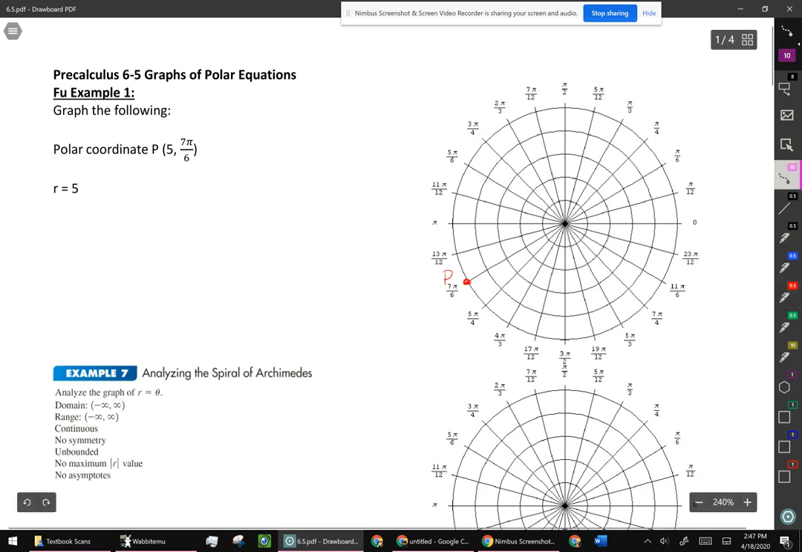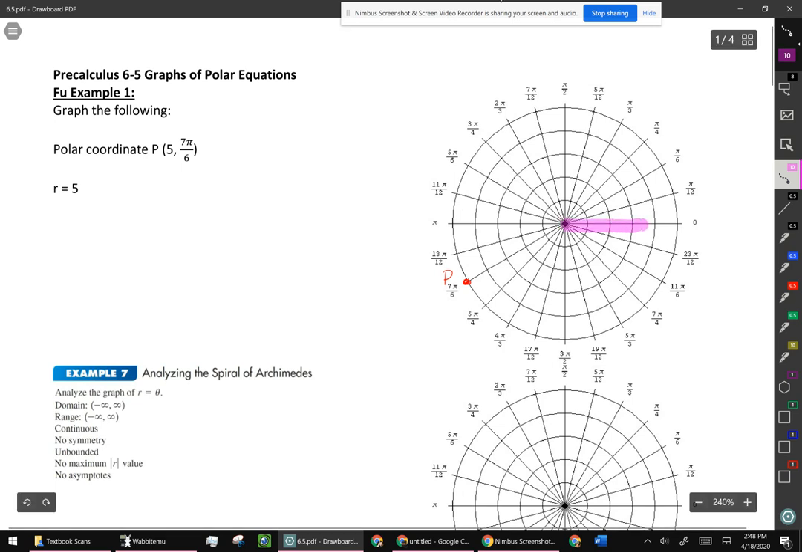Now let's take a look at a polar equation. R equals 5. In this case, notice we don't have a direct angle. It's just a radius. And that means in all directions, we are 5 units away from the pole. And so if I had r equals 1, I would expect to see a circle with a radius of 1, because that means I'm 1 unit away from the pole in all directions. But here I'm r equals 5, so I'm 5 units away from the pole.